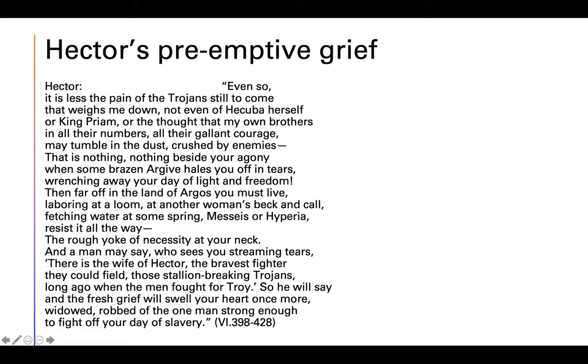So this is kind of interesting. Hector is envisioning the future of his wife when he is dead, and her future is a really miserable one. She'll be made a slave by the Argives, the Achaeans. And not only will that be humiliating, of course, being enslaved is horrible, but it'll be even worse for her because people will know that she used to be his wife, and he just couldn't protect her. So this is all very sad. It makes me really bummed out. I don't know if you guys feel the same way, but anyway.